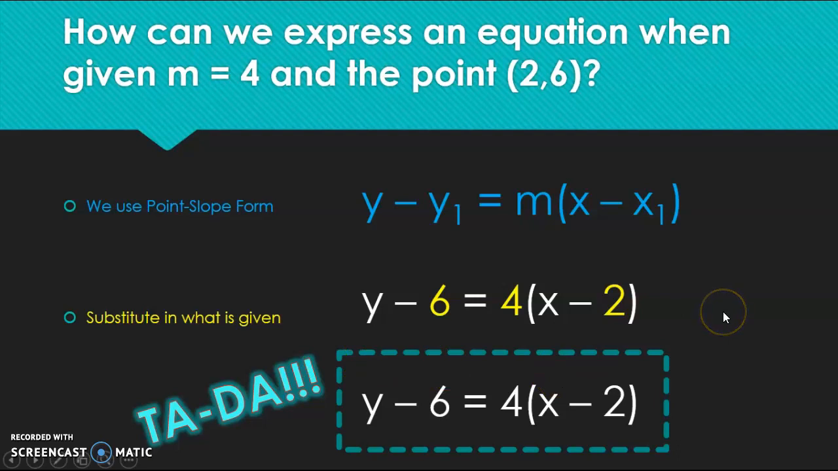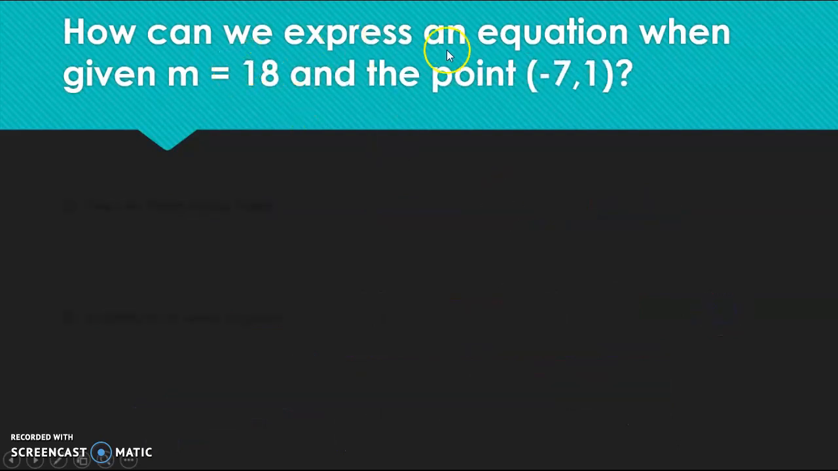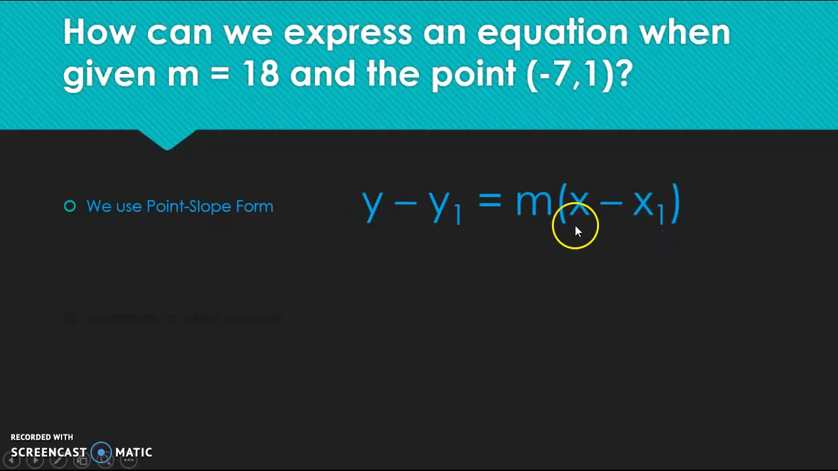So let's go ahead and look at another one. How can we express an equation when given m equals 18 and the point (-7, 1)? What did it give us? It gave us the slope, which is 18, and a point, (-7, 1). So the x1 is -7, the y1 is +1. It gave us a point and a slope, so we're going to write it in point-slope form.